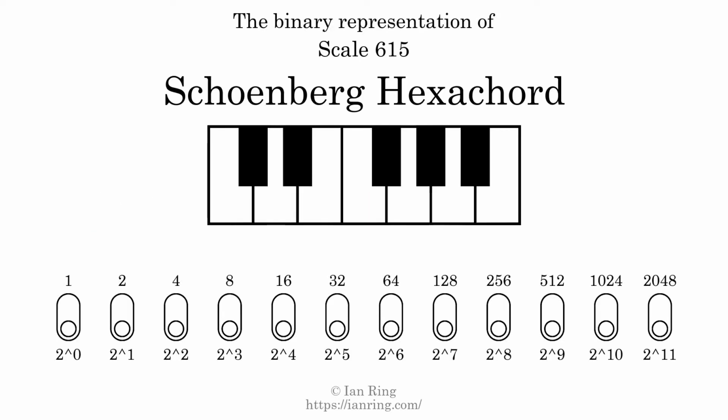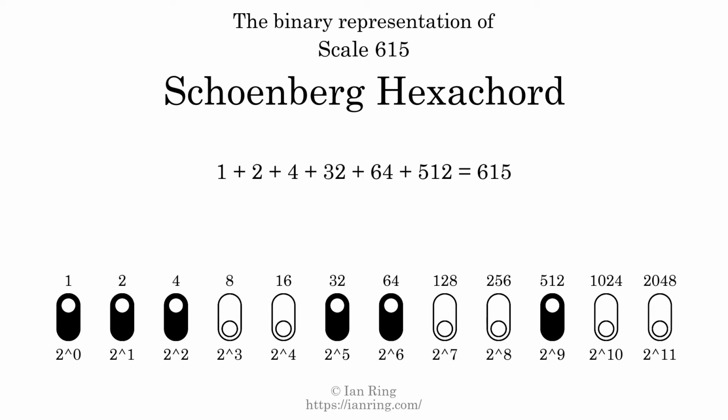The binary representation of this scale is determined by mapping tones of the scale to binary digits. Each binary digit represents a power of 2. To get the scale number, we add the powers of 2 together. The powers of 2 that are present in the scale, all added together, equals 615. That is why the scale number, in decimal, is 615.